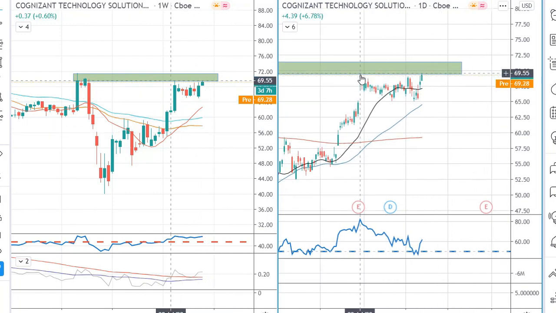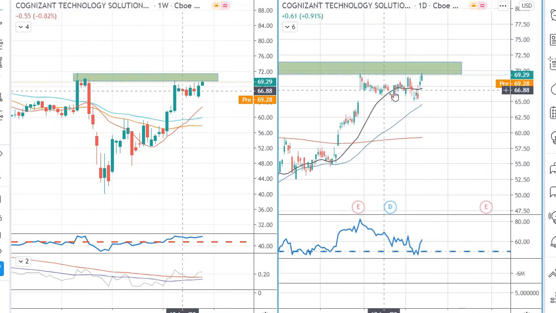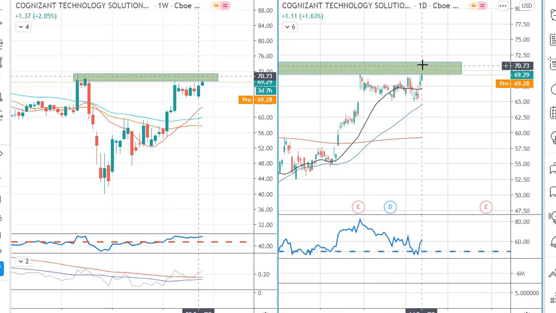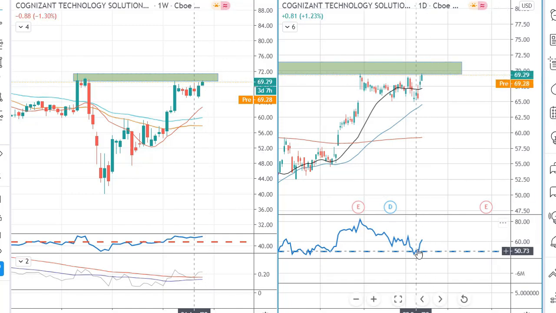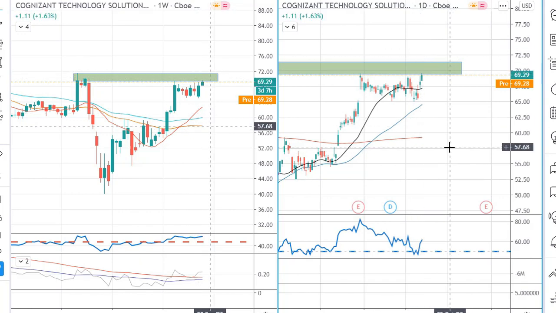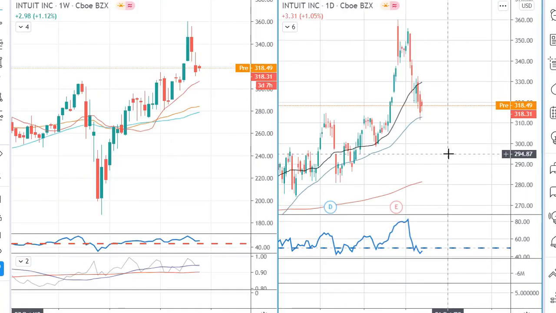And what we can see here is that we have had about a month and a half of some sideways retracement here, and right now it seems like it is popping up. It is just down below the 50 line here, but if it works its way up from here, the Cognizant, I will definitely have it on the potential buy list.